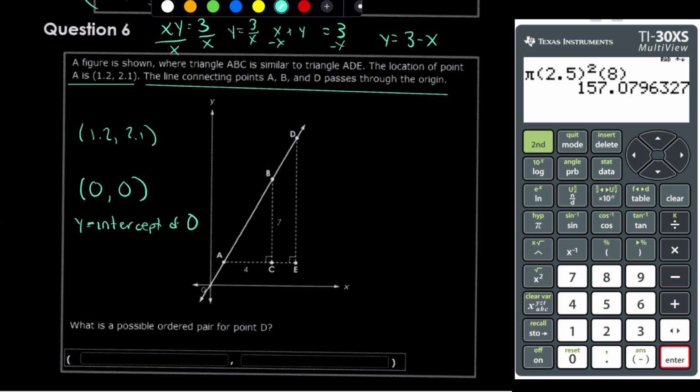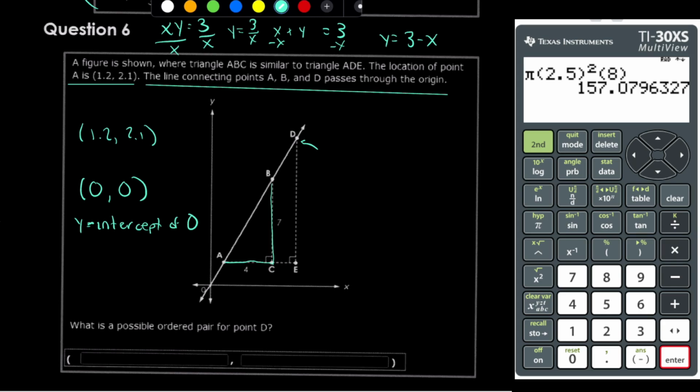So that says, what is a possible ordered pair point for point D? So what they give you is they give you the distance between point A and C and the distance between point B and C. They're giving you the slope. This is your rise over your run. This is your change in y over your change in x.